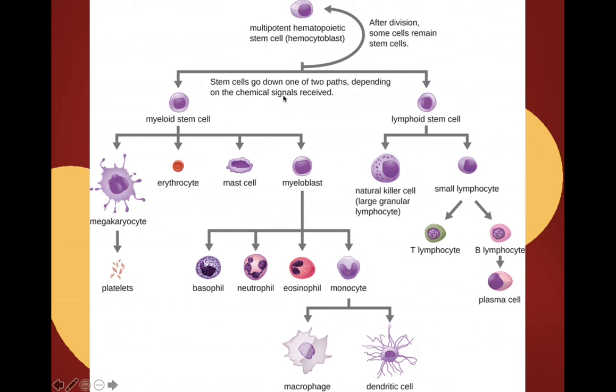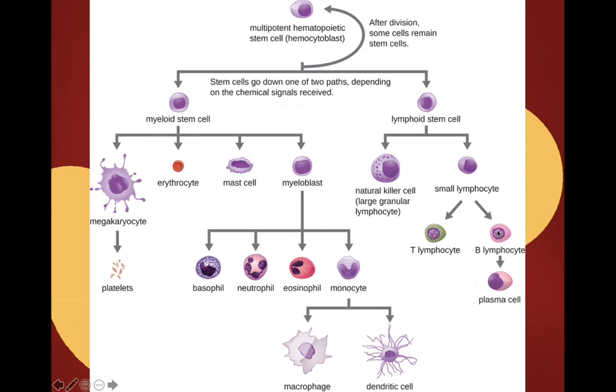So here's just a little illustration showing you, on the left-hand side, hematopoiesis, right? How blood cells develop. So from this stem cell up here, this multipotent hematopoietic stem cell can divide and differentiate. So we have the myeloid stem cell on the left and the lymphoid stem cell on the right. Notice the lymphoid stem cell can develop into a T lymphocyte or B lymphocyte.